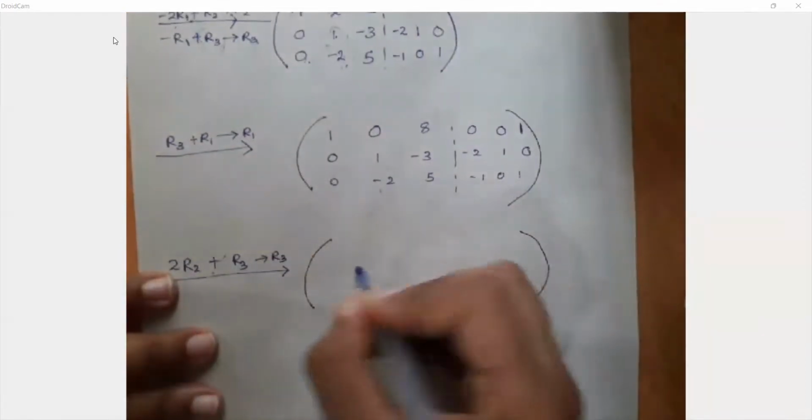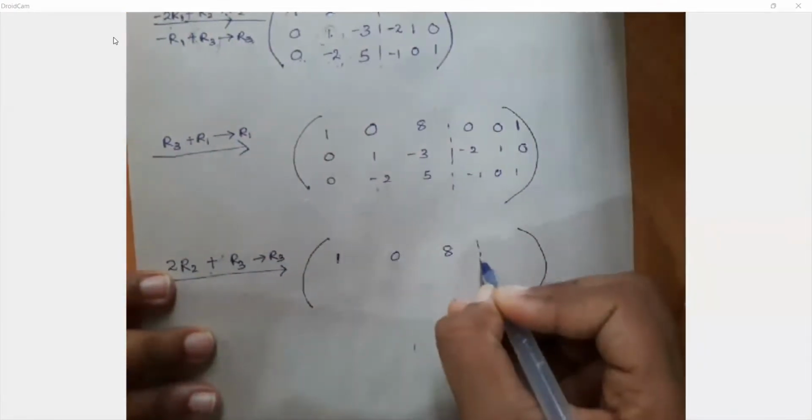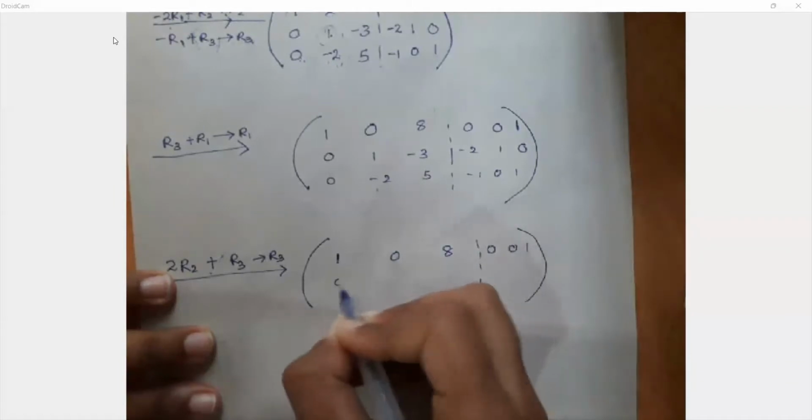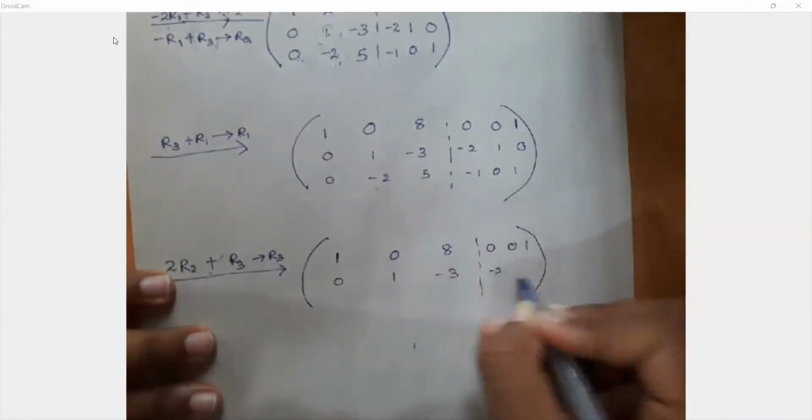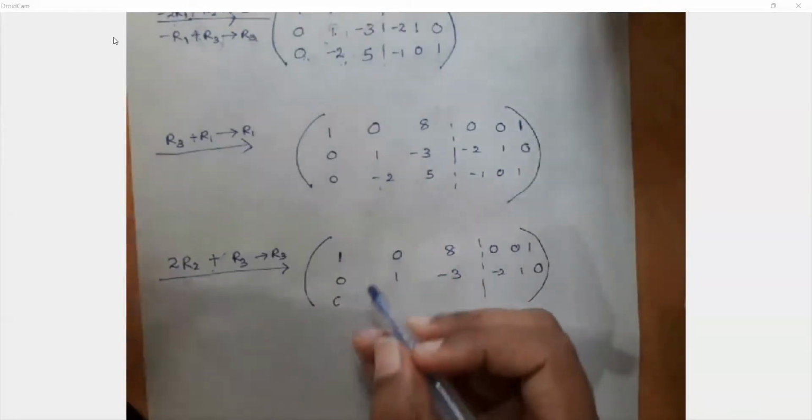Only the third row is changing. 0, 0, 1. 0, 1, minus 3, minus 2, 1, 0. Only the third row is changing.